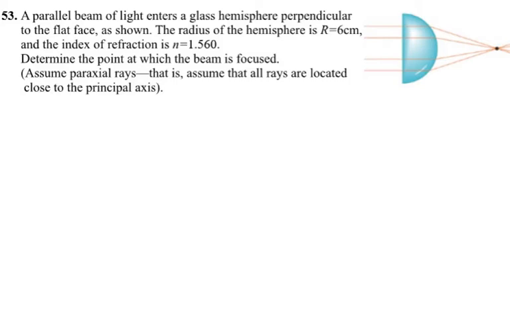So I will use the equation that we have with the index of refraction. So I have N1 over d_o, the distance to the object, plus N2 over d_i, the distance to the image, equals N2 minus N1, divided by the radius of curvature.